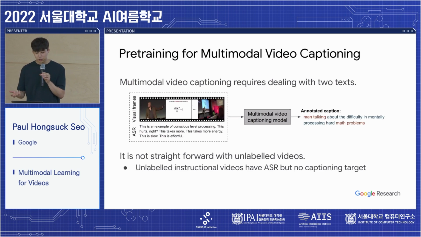However, it is not very straightforward to train such a model with unlabeled videos. Unlike other tasks where pre-training helps a lot, for this task it's hard to come up with a good, reliable pre-training task. When we use ASR as a training signal, we need two different text sources, but with unlabeled videos, we only have a single text source. So that's the main challenge.